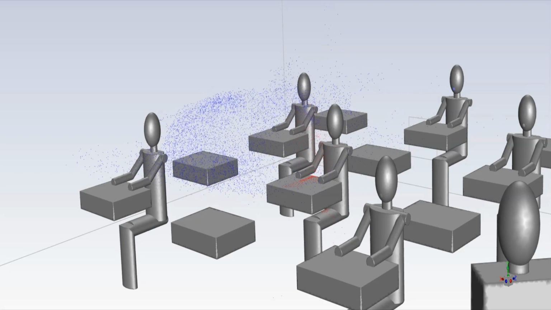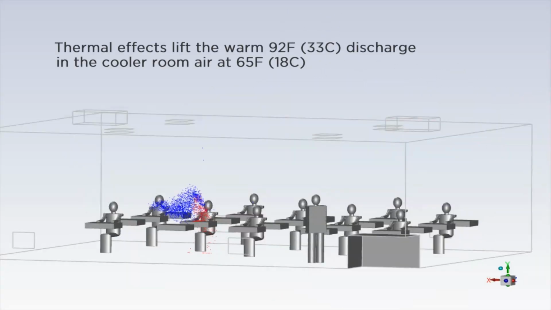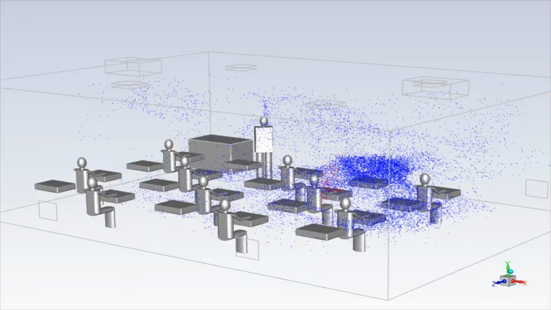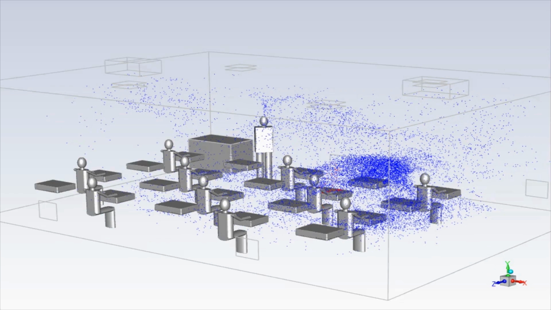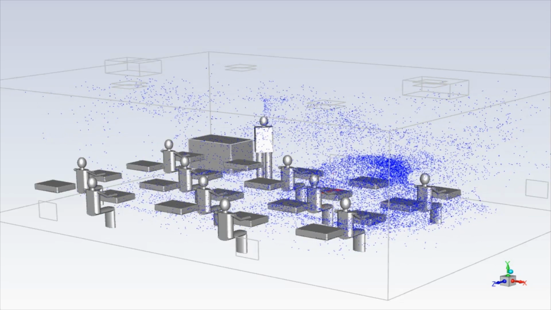Note that the initial upward movement of discharged particles is due to thermal effects that lift the warm 92 degree Fahrenheit, 33 C, discharge in the cooler room air at 65 degrees, or 18 C. For this initial simulation, the room ventilation system is not activated. That is, there is no air flowing into or out of the space through the ceiling-mounted diffusers and grill. Air movement in the space is due to the thermal effects from the mannequin surfaces that are set to 85 degrees Fahrenheit, 29 degrees C.